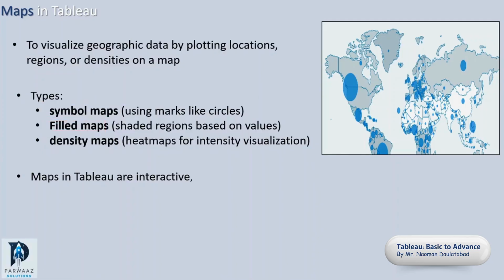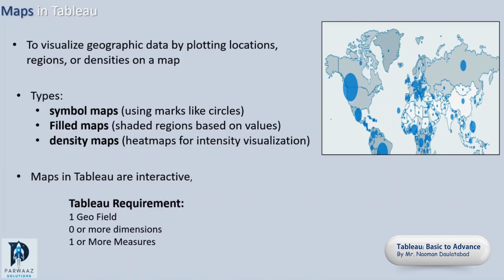Maps in Tableau are interactive. It means that it allows users to filter, to zoom and to analyze trends effectively. To create a map, you should have at least one geo field, that is either city, state, country or region, and zero or more dimensions, or at least one measure. This is the requirement to create maps in Tableau.